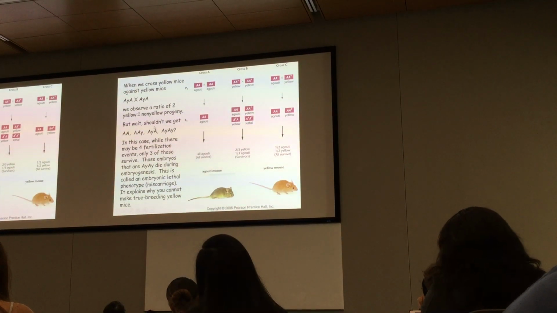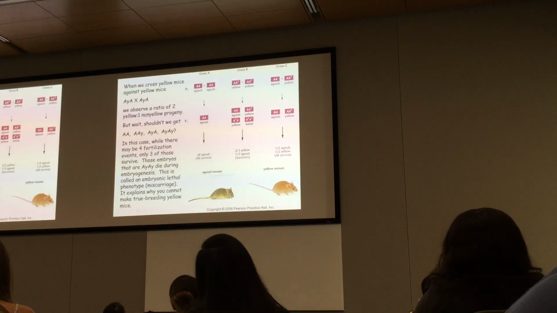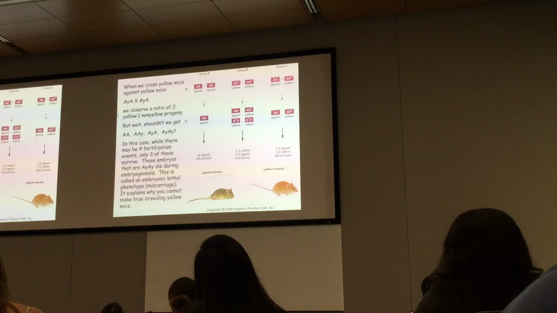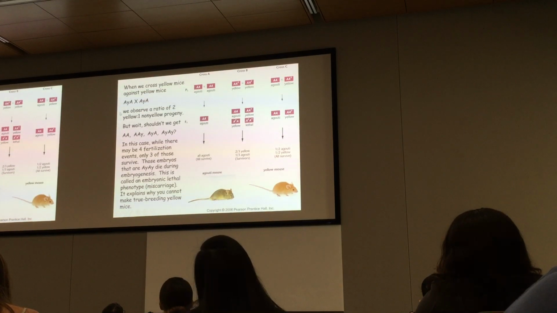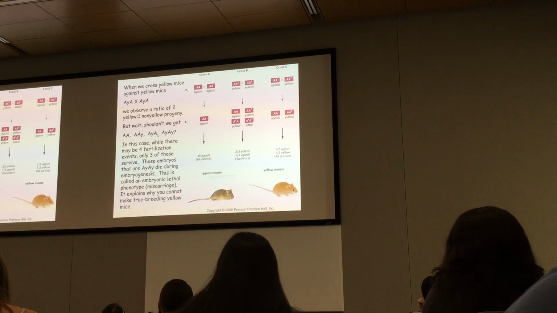The problem is when you actually score the offspring from a cross like this, what you observe is 2 parts yellow progeny and 1 part non-yellow progeny. And we have to kind of figure out what in the world is going on there, because we expect an out of 4 set of offspring, right? This is a really simple breeding experiment, and there's 4 possibilities. But we don't get an out of 4 set of progeny, we get an out of 3 set of progeny.